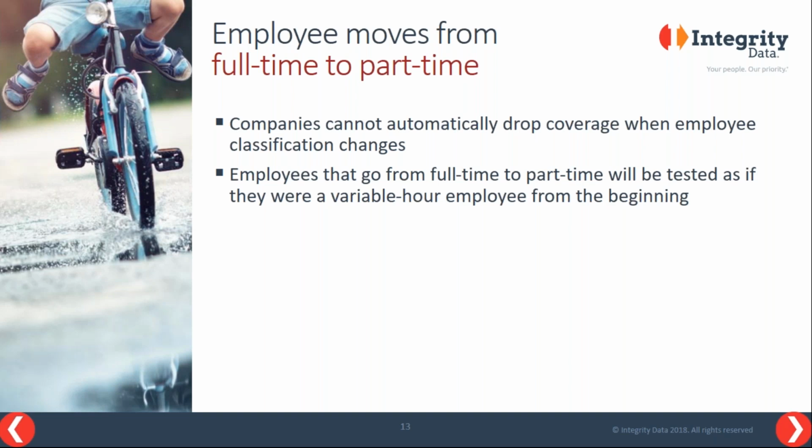If the employee did not work enough time to be tested in any measurement period, their coverage must be extended until a testing period is met, so a determination can be made. Once the move is made, the employee will be tested as any other variable hour employee, and eligibility for continued coverage will be based on those test results.